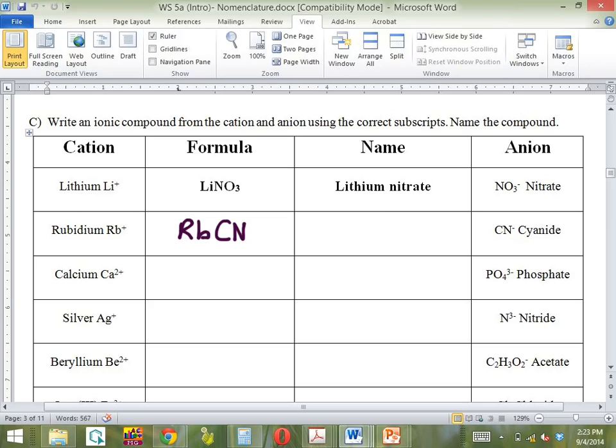That's a capital N. That's nitrogen. So that's the formula. If the charges aren't the same, then you may have to do the crisscross thing to figure out how many of each. The name then is the name of the metal ion, followed by the name of the anion. So rubidium. We don't have a Roman numeral. Cyanide. Rubidium is in group 1. It doesn't need a Roman numeral.